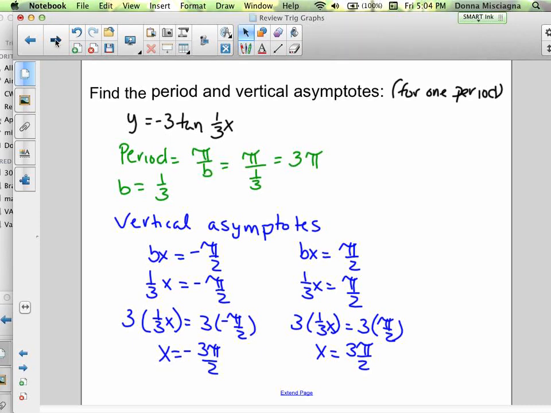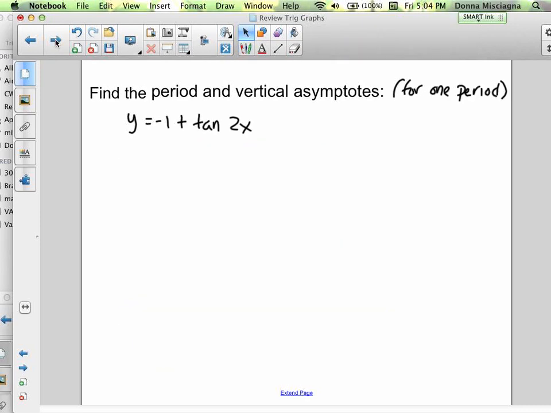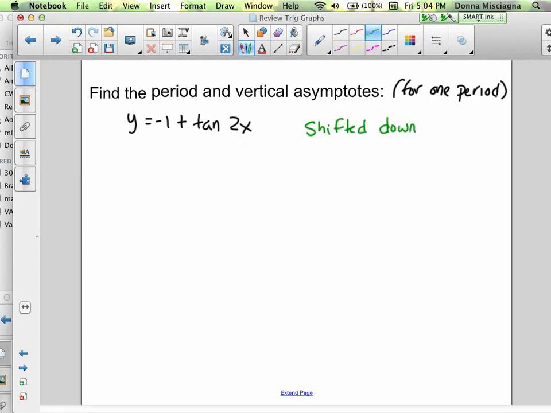One more. We have y equals negative 1 plus tangent 2x. This one happens to be also shifted down 1 vertically. But that'll have no impact on our period. A phase shift or vertical shift has no impact on period. So let's find our period, and then let's find our vertical asymptotes.